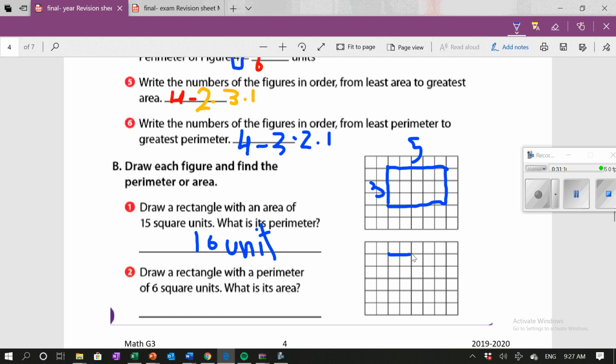So if I make here 2, and here is 1. And here is 2. Here is 1. I want to check my answer. I have to count all the lengths around for the perimeter. They should be 6. So 1, 2, 3, 4, 5, 6. That's right. What's the area? Perfect. It's 2 multiply 1. The answer is 2 square units.